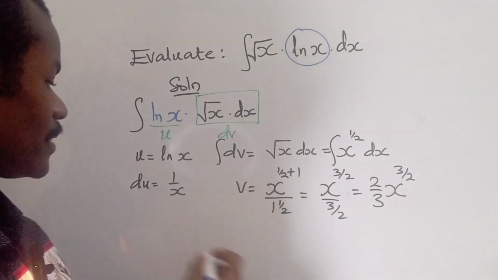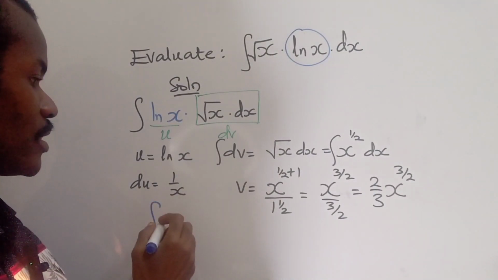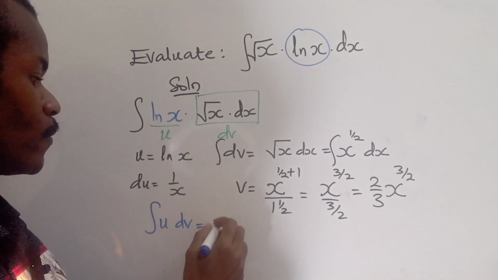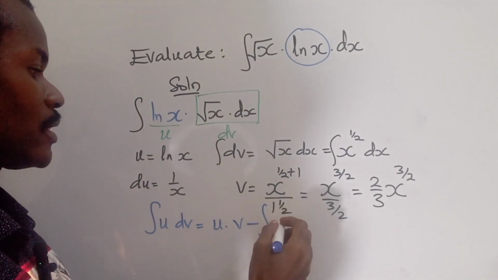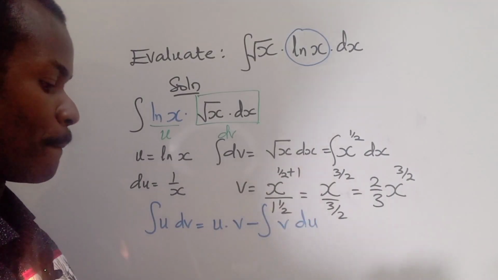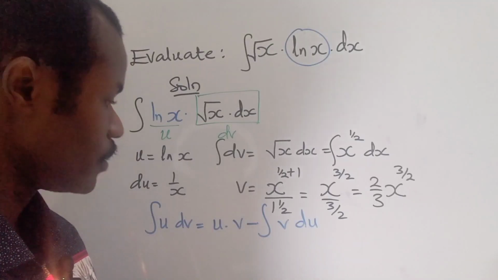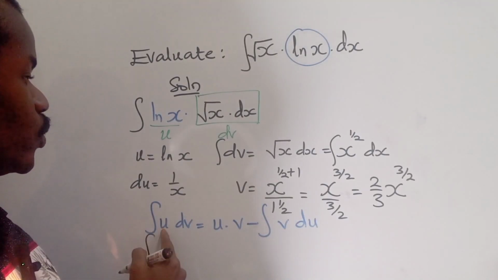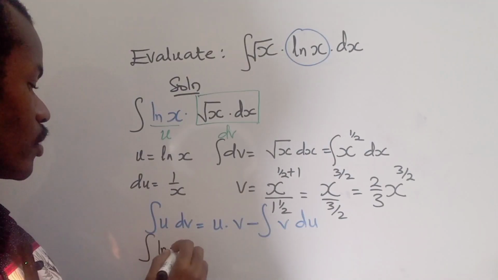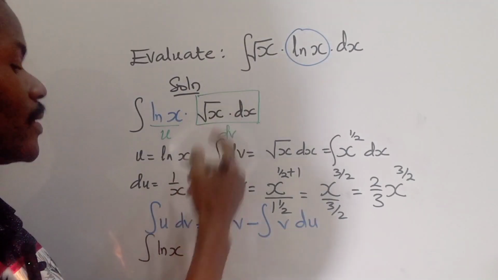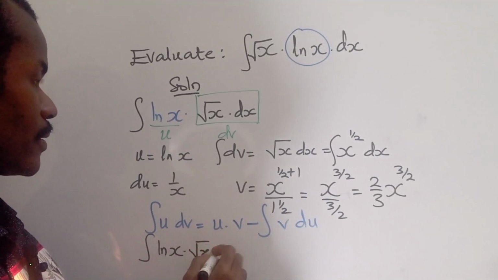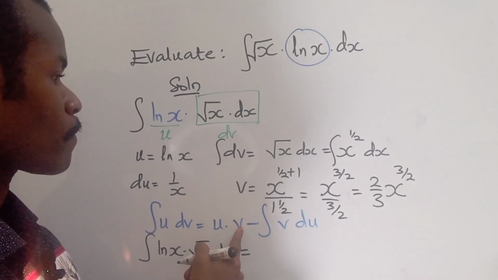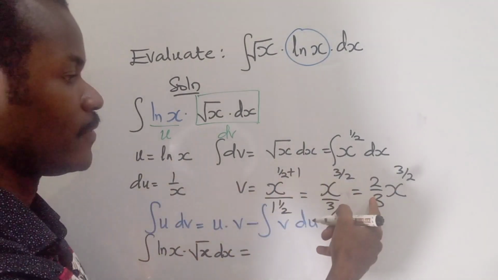Now the next thing is, I want to apply my formula. Remember, the integral of u dv is equal to u multiplied by v minus the integral of v du. So let's substitute into all this. I have my integral of u, which is the natural logarithm of x, and our dv is the square root of x dx. So u times v: what's my u? u is this and v is this.